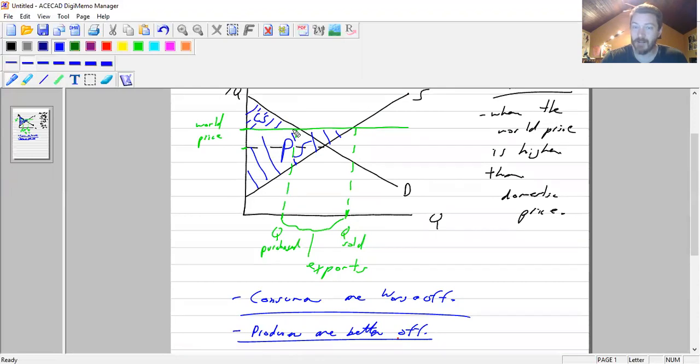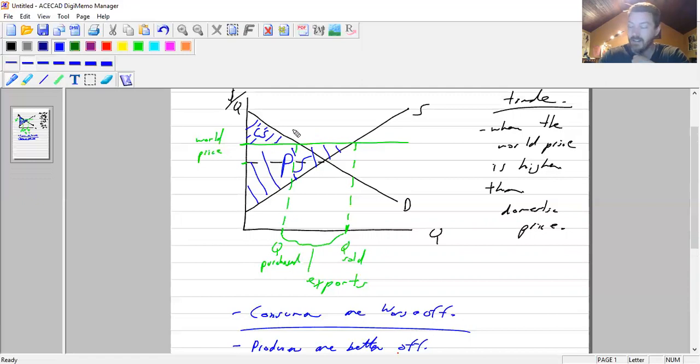So when we open up the economy to global trade, some people were harmed, some people were made better off. That's very common with any economic policy. Sometimes you'll hear a politician come out and tell you, oh, this policy is perfect and it's going to benefit everybody. That's probably a lie that's believed by gullible people. Most policies have positives and negatives. Trade policy also has positives and negatives. In this case, when the world price is higher than the domestic price, consumers are worse off, producers are better off. But let's look at the net gains.